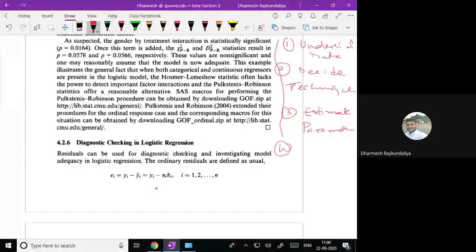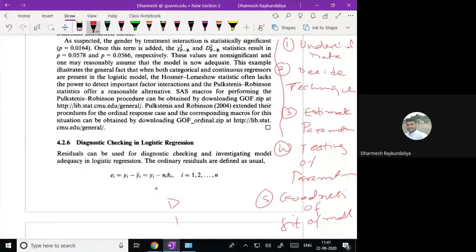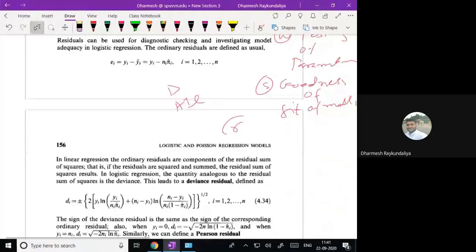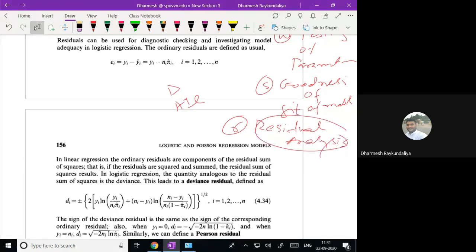Then you go for the testing of parameters. Then you talk about the goodness of fit of the model, where you can use the deviance, we can use the AIC, okay? And then we go for the residual analysis. And residual analysis is mainly useful. It is a diagnostic checking.